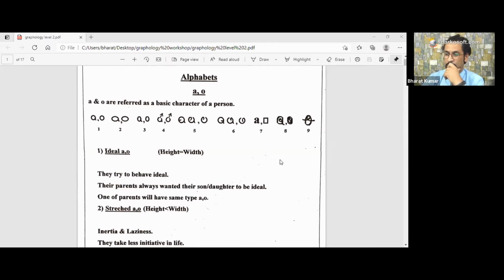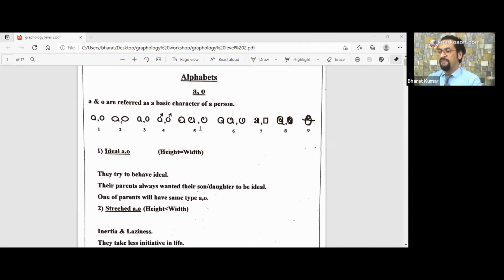Got it? So I repeat again, number one, ideal one. Number two, inertia or lazy people. Number three, more active people. Number four, this arrow should not be present in the writing. Arrow is telling you direction of open area. They are more talkative. Arrow, and the fifth one having left hook.